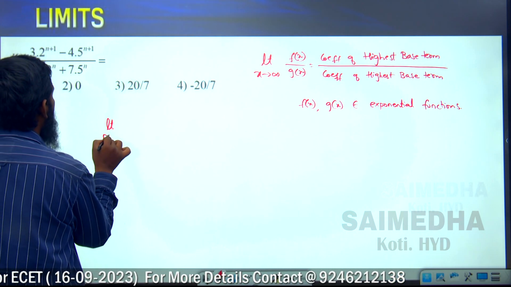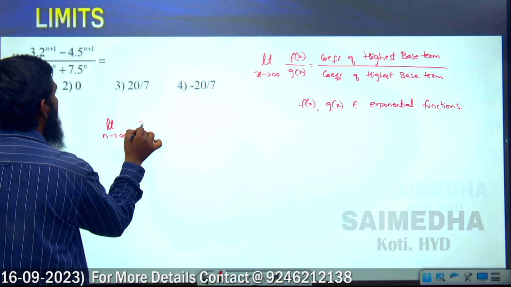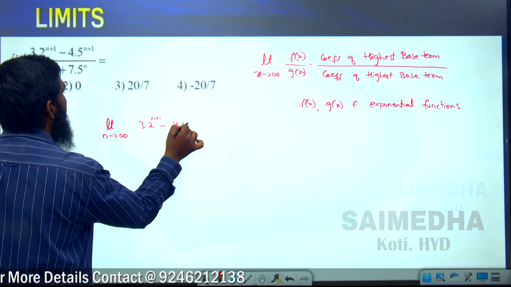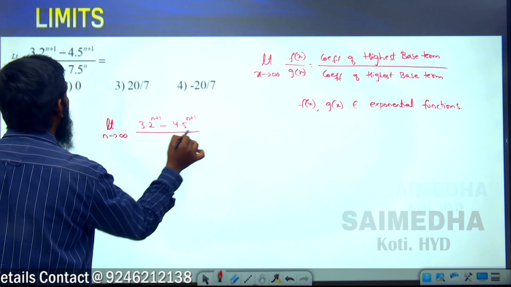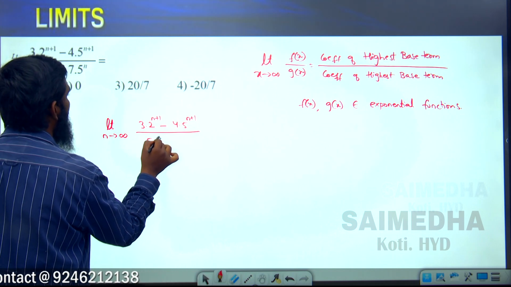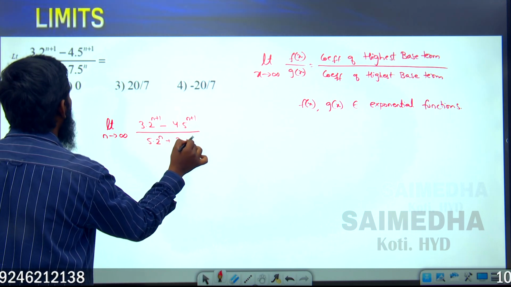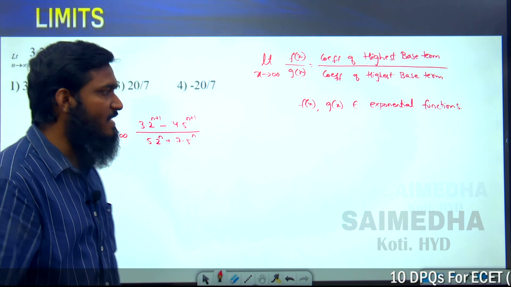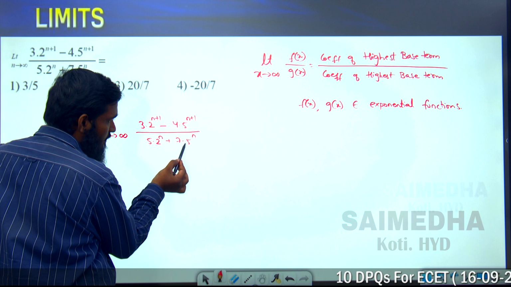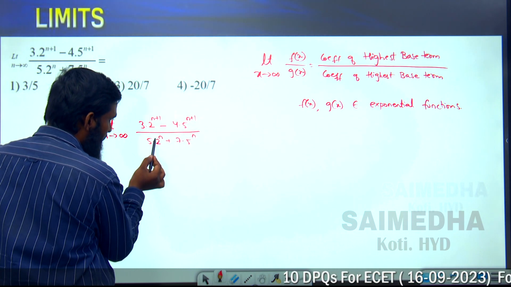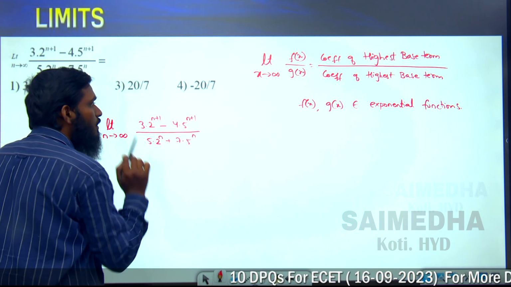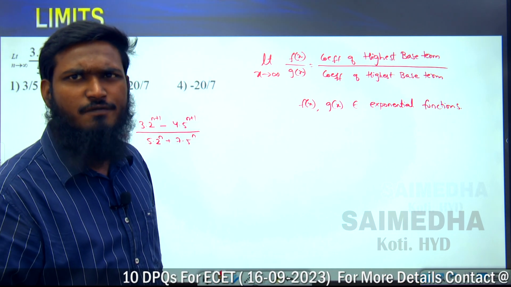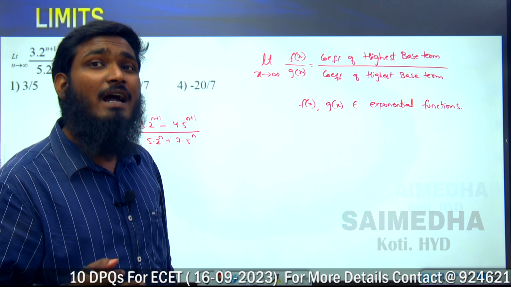What we are having? Limit n tends to infinity, 3 into 2 power n plus 1 minus 4 into 5 power n plus 1 divided by 5 into 2 power n plus 7 into 5 power n. Now we have to find out the highest base. What is the base number we are having? 5. 2. Okay. So we have to find out the highest base. Highest base is 5 only over here, but we can't take directly over here.